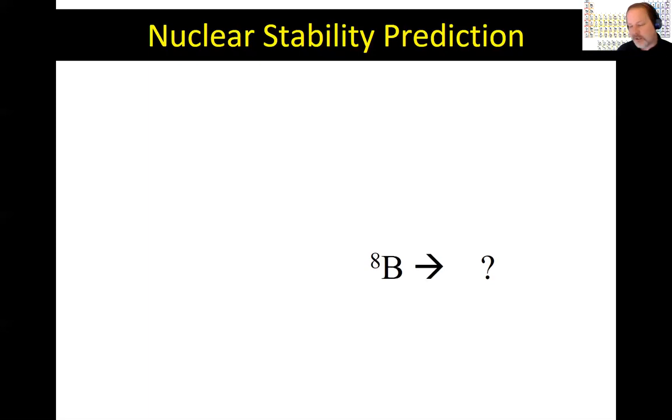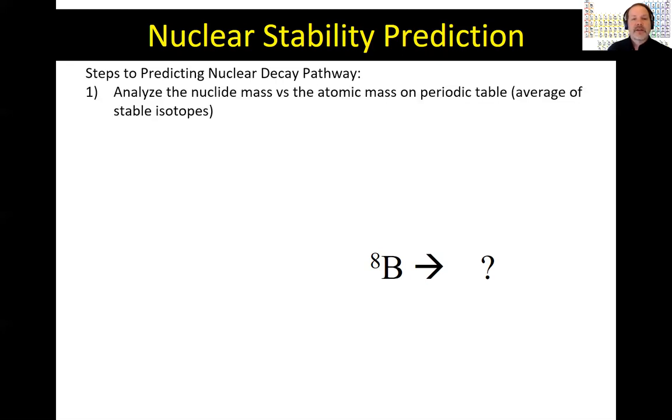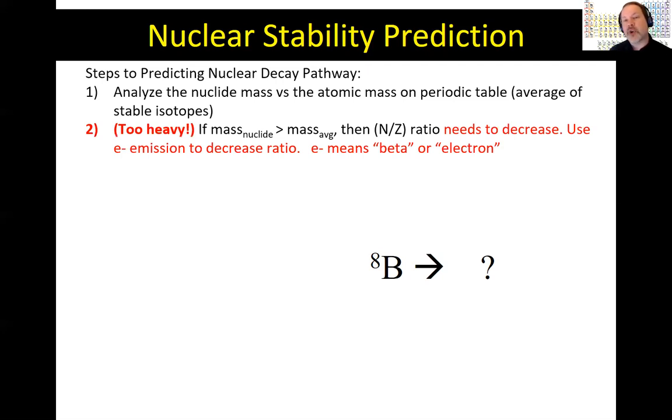What about predicting nuclear stability? Here are the steps to thinking through this process. First of all, you want to analyze the nuclide or isotope mass versus the atomic mass on the periodic table, just like we did for that first question here today. If the isotope is heavier, meaning it weighs more than the atomic mass on the periodic table, that means its N to Z ratio, neutron to proton ratio, needs to decrease. And then we can predict that that isotope will emit an electron. So it will undergo beta or electron emission.